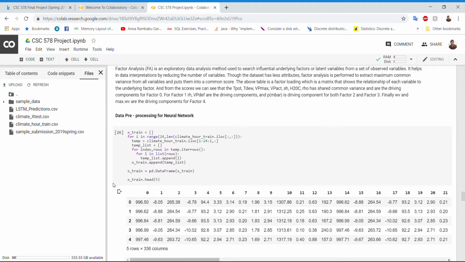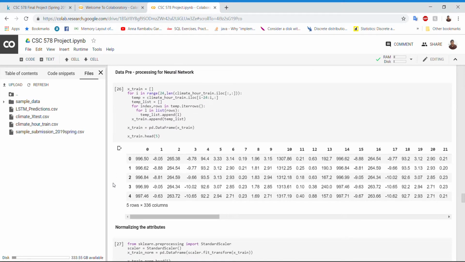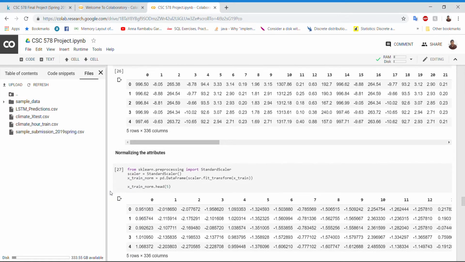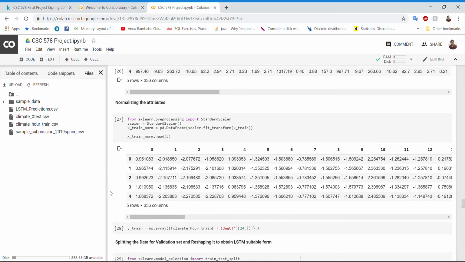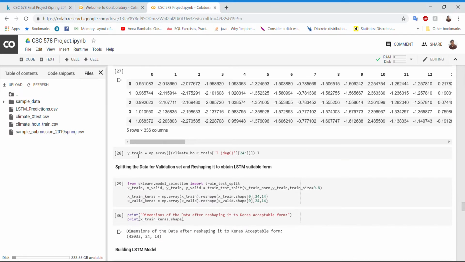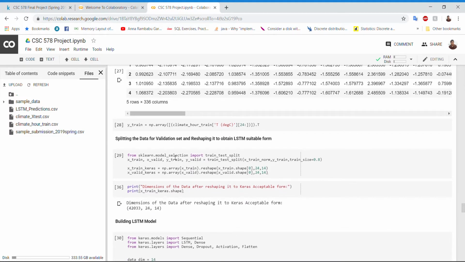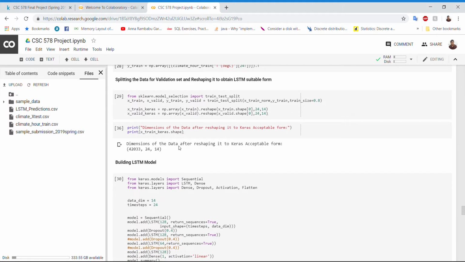And I did the pre-processing like normalization for the neural network, because we have to normalize the attributes for any model building, and that's the basic step. And I'm not doing the normalization for the y attribute, because when I did the normalization the results were not that good. After that I split the data to get the validation data set to track the model performance, and I have reshaped it to get a Keras acceptable form.